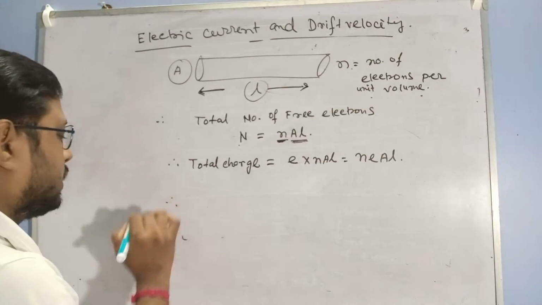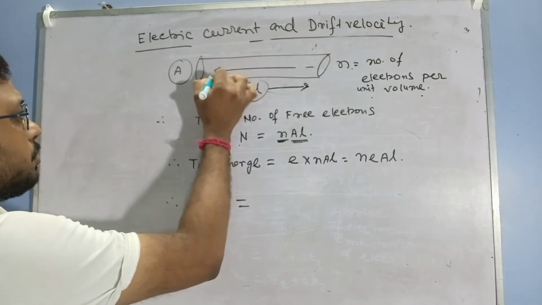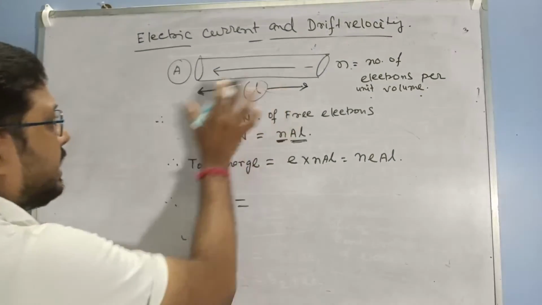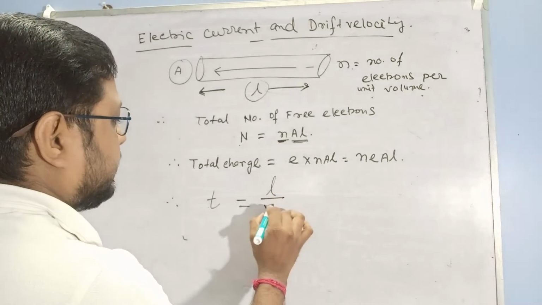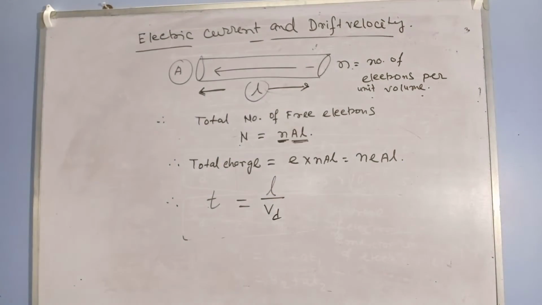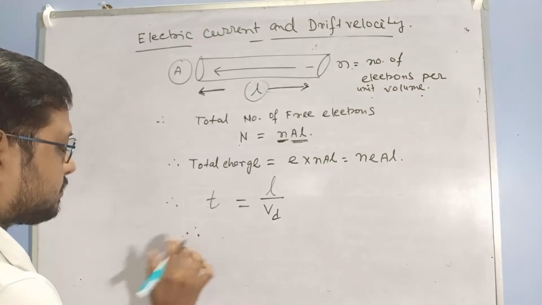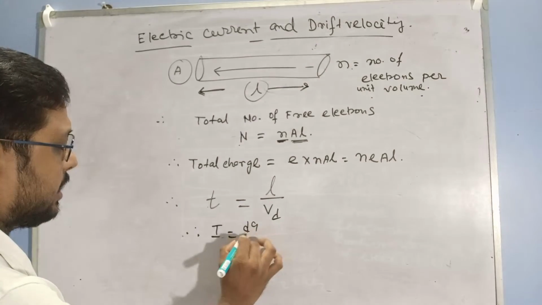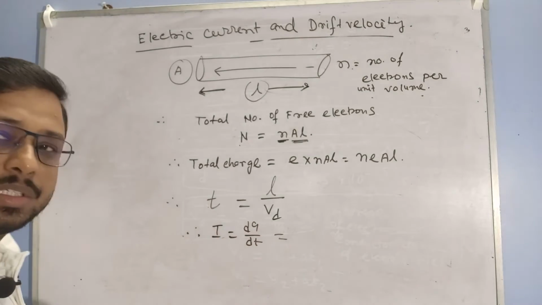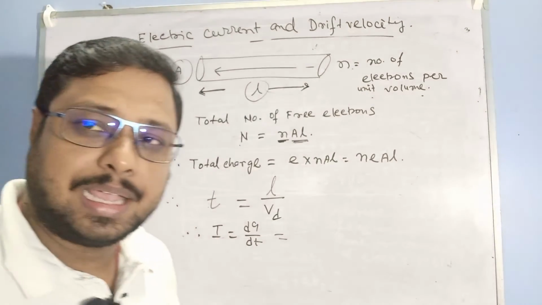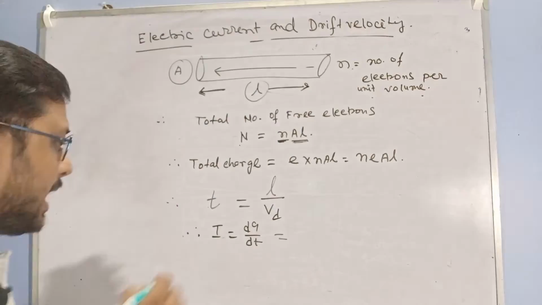Now, what is the time t to move an electron through this length L? From s equals vt, t equals L by Vd, where Vd is the drift velocity. Then what is the current I? Current means dq/dt, or simply charge upon time. The amount of charge flowing per unit time is called current. So, I equals dq/dt.